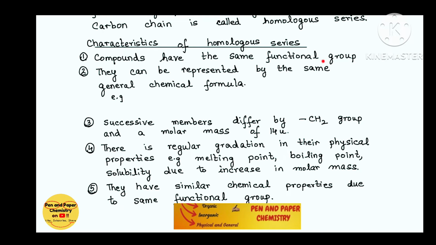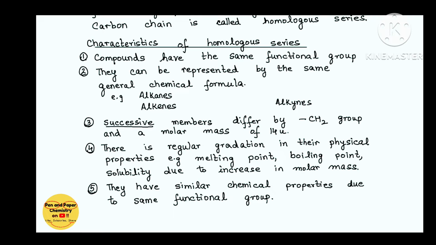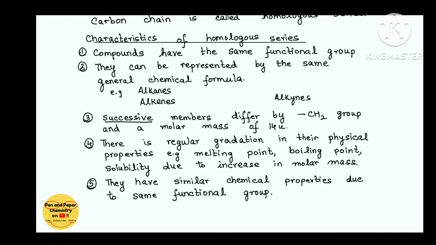So compounds have the same functional group. They can be represented by the same general chemical formula. I am sure you can fill in the blanks for me now. Alkanes, alkenes, alkynes. Can you write their general formula, please? Successive members. Please don't forget the word successive over here. Successive means coming one after the other. Successive members differ by a CH2 group and a molar mass of 14 u.